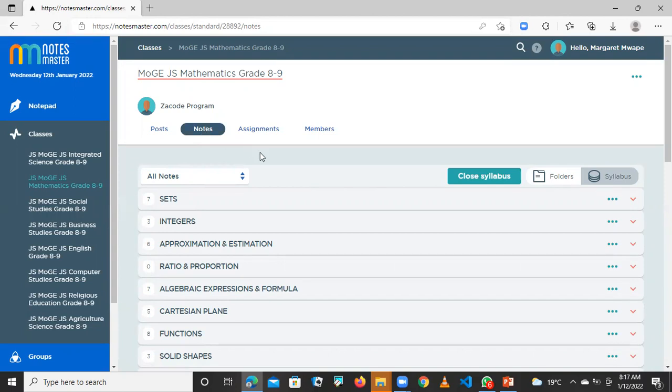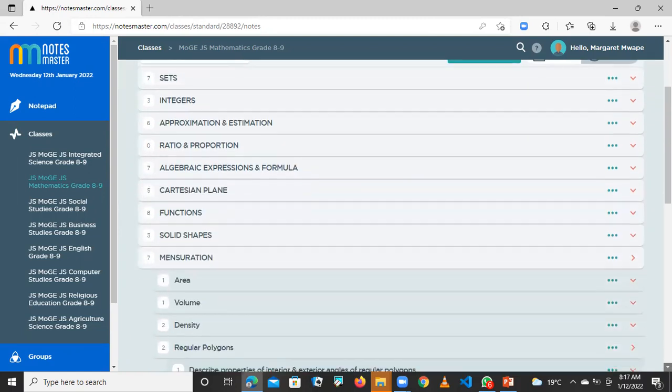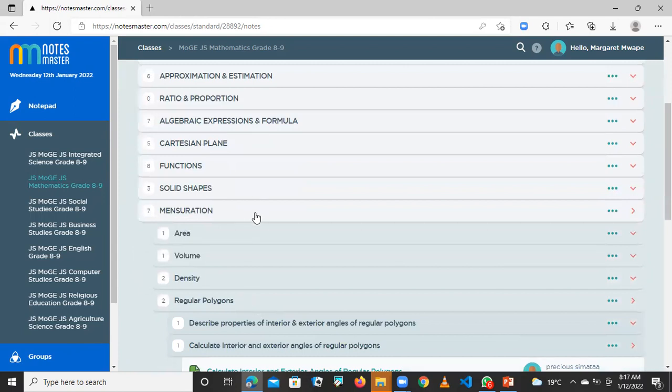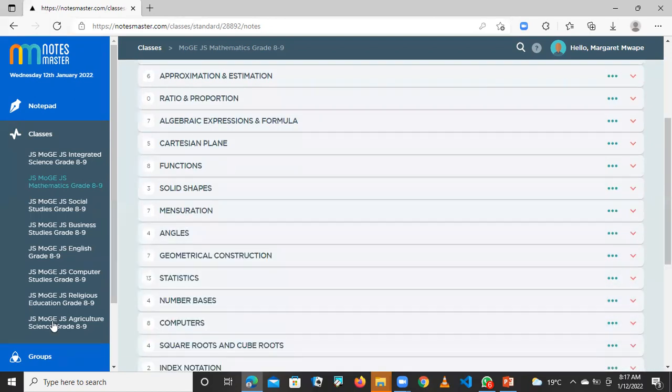For 8 and 9, normally we start with sets. Always it is sets, followed by integers, but we are not doing all those things. Today we'll do a topic which is this one, which is mensuration. So I'll click on mensuration.